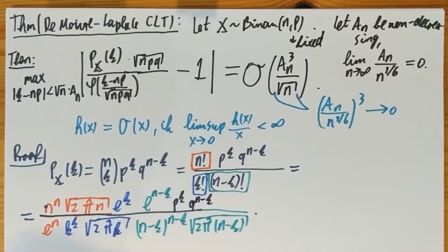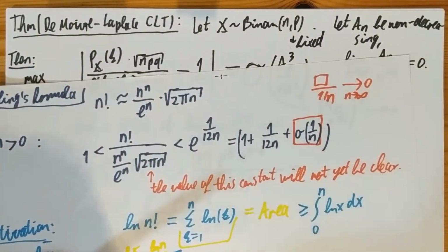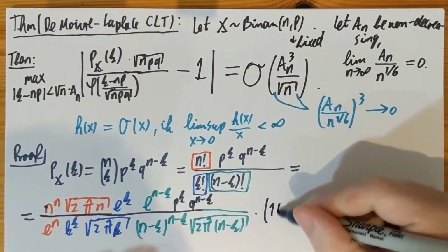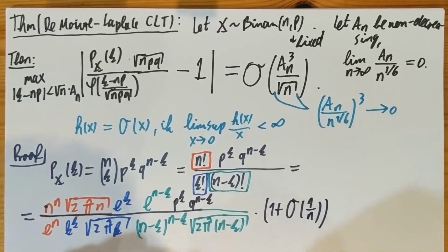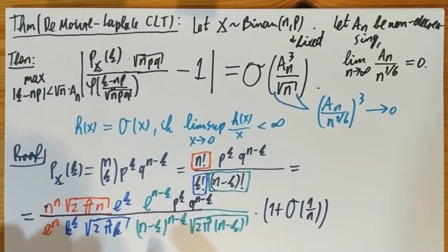Again, the error term comes as a multiplicative factor of 1 plus capital O of 1 over n. The reason for 1 over n is that n is clearly in the order of n, and then k is also in the order of n because it's close to np, and n minus k is then close to nq, so that's also in the order of n. So this error term captures all three errors from Stirling's formula.